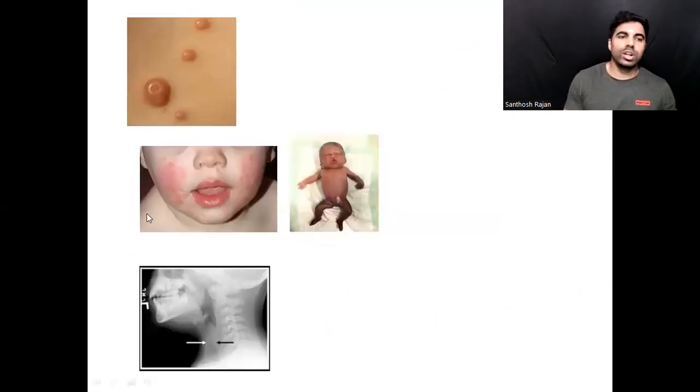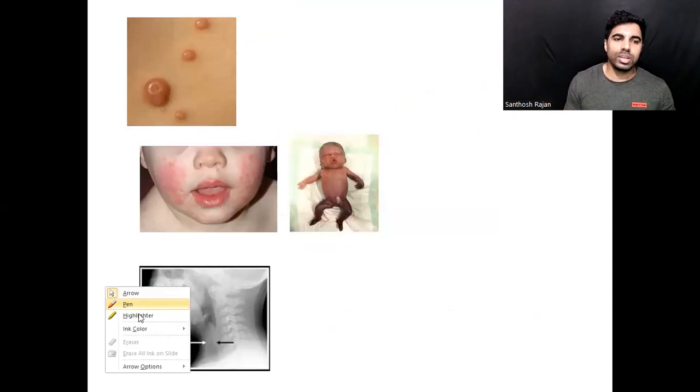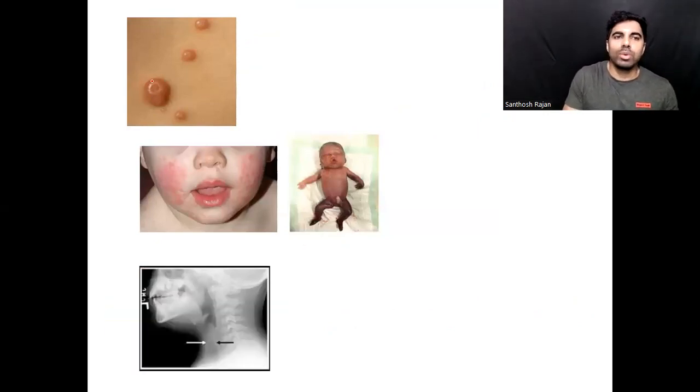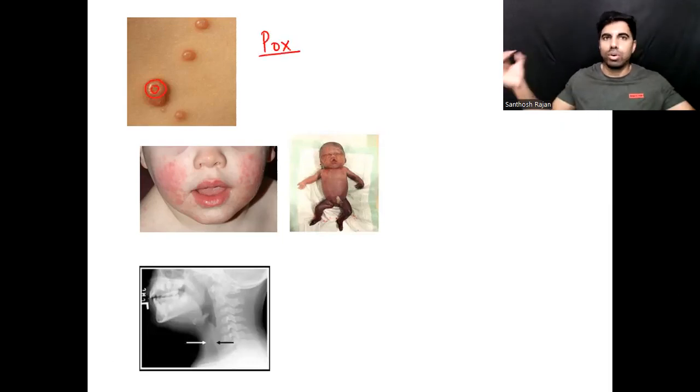Now next, this is also a repeated question. This first picture is a repeated question. So you're going to answer me now. What is this one? It looks like an umbilicated lesion with cheesy material. That is basically a pox virus. I always say that pox is a big box. This is the biggest virus, right? This is the biggest virus.